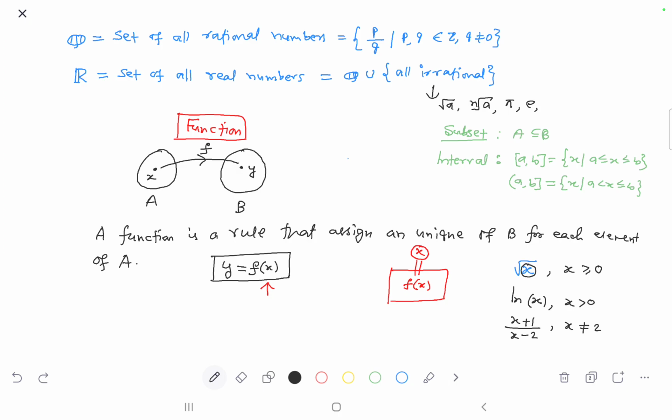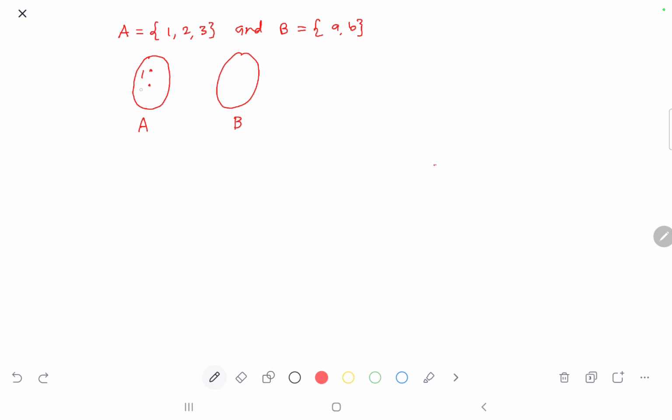Let me tell you some standard functions and their domains. A is called the domain. Let me give an example. Let's say you have a set A having 3 elements, 1, 2, 3, and a set B having 2 elements, a and b. Now let's write down a function from A to B. You can make a diagram because you have finite sets: here 1, 2, 3, and here a, b.